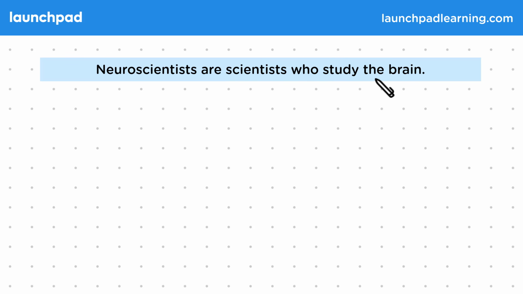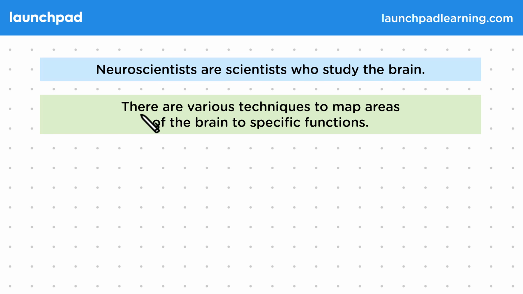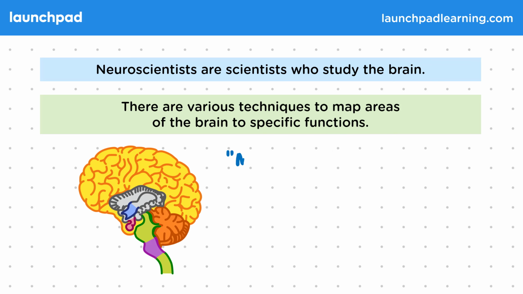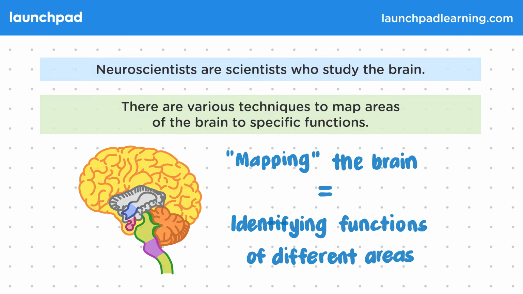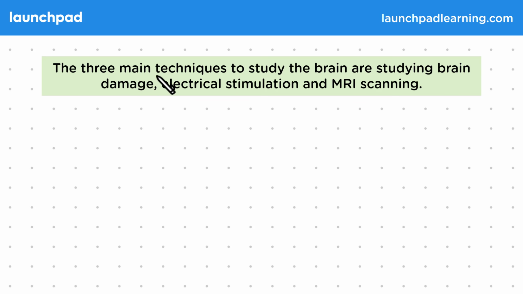Neuroscientists are scientists who study the brain. There are various techniques to map areas of the brain to specific functions. So when we talk about mapping the brain, what we're actually referring to is identifying functions of different areas within the brain. So what techniques can be used to study the brain? The three main techniques to study the brain are studying brain damage, electrical stimulation, and MRI scanning.